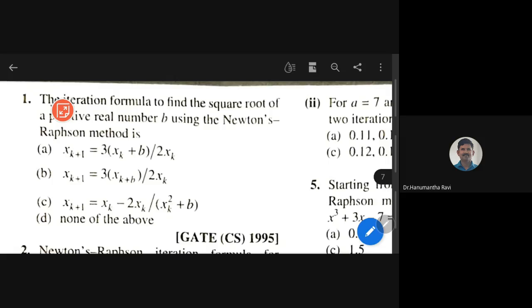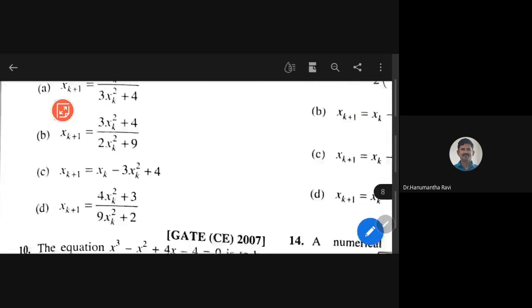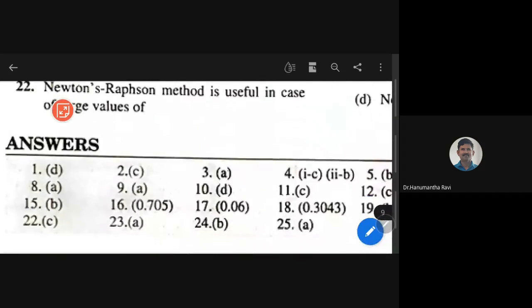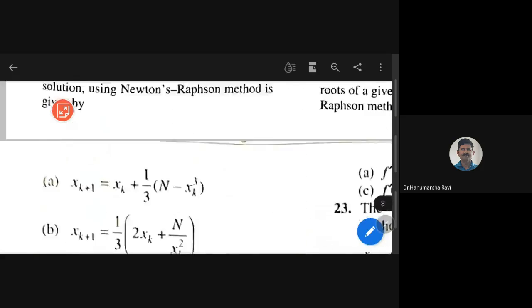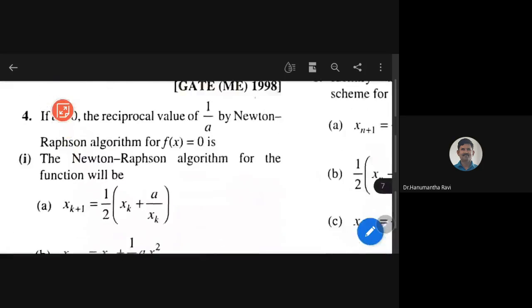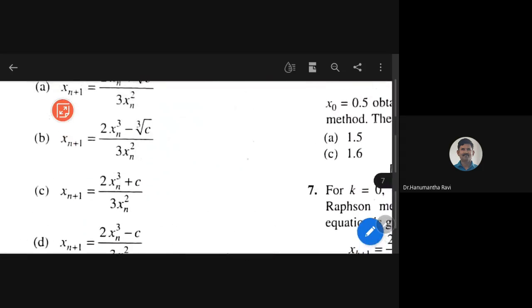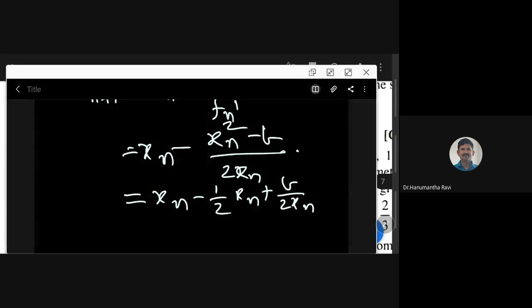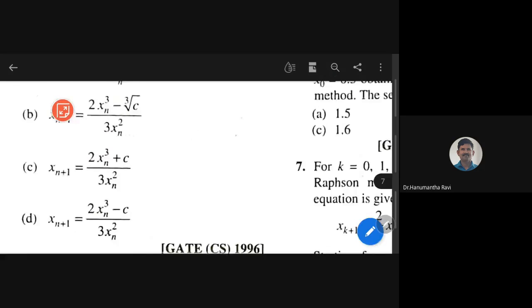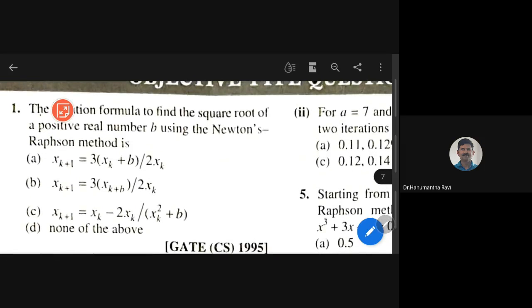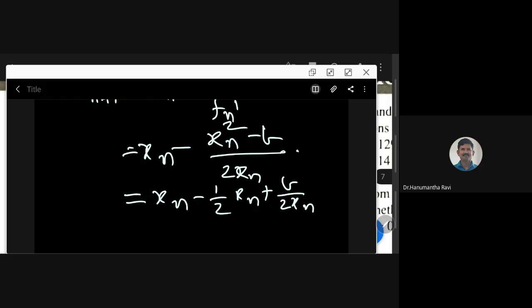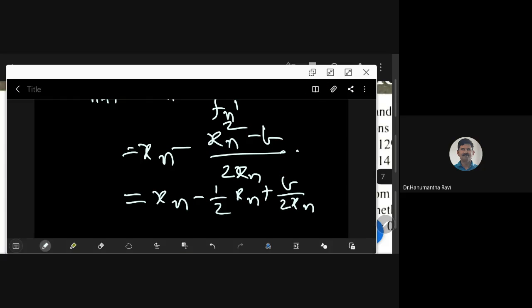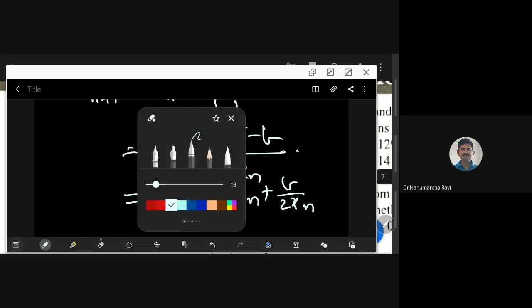So none of these may be the answer. So we'll go see the answer D, none of these. So that is correct. So the correct answer will be this: none of these. This is for the first question. The correct answer is here actually; you need to get this, but we are not able to find that in the choices. So none of these is the correct one.